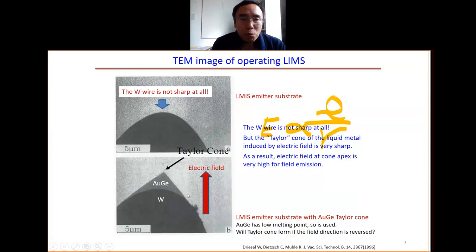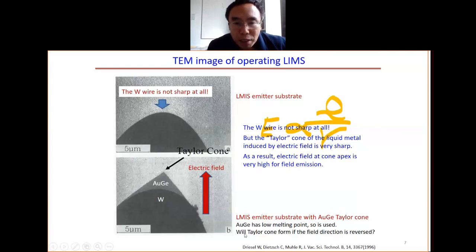But what happens? We have the liquid. In this case, you have a gold germanium liquid, a gold germanium alloy. We apply a very high field, and it becomes really sharp. This is called a Taylor cone. It is very sharp, and at this sharp point the electrical field will be very high. Then the gold or germanium will be ionized and come out.